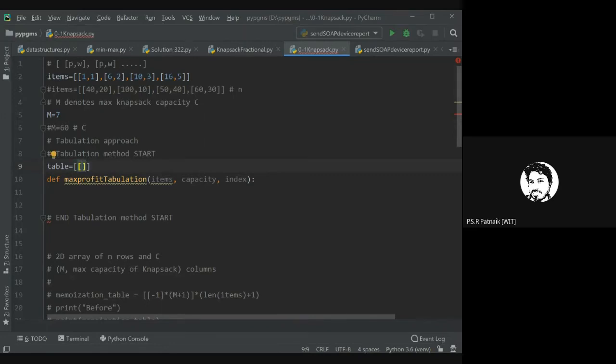So in my case, what was the value I was talking about? I always want to initialize the table with -1. Then how many columns do I need? Recall from the table. If I have C, or M, which is also C in my case, I refer to M and C as the same. So if I have M as the total capacity and items as the list which contains the items, what's the size of the table I defined in my approach? The two-dimensional table. If I'm not wrong, items were 4, capacity is 7.